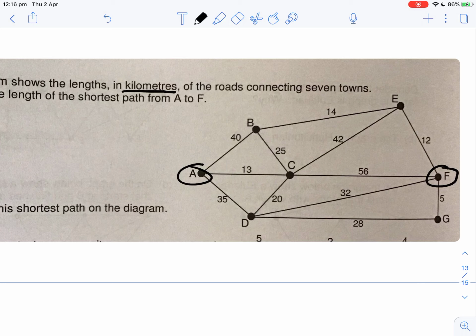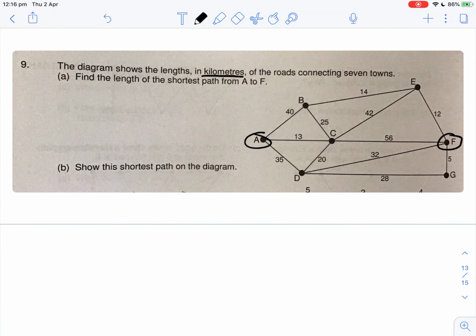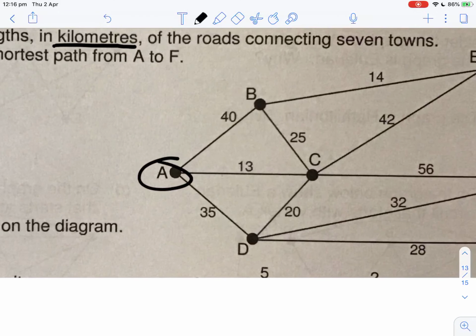Sometimes they'll say you have to go via a particular point, and then you need to make sure that you first go to that point and then from there on to your end point. So let's work through this one.